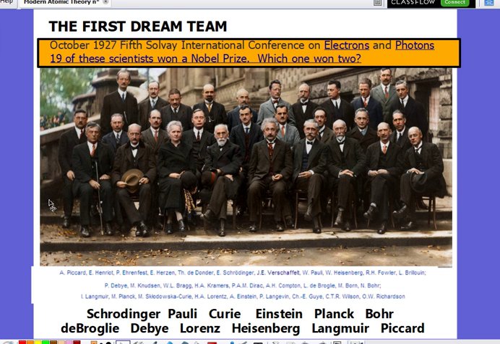And you see, this is the Conference on Electron and Photons. And yeah, you'll notice this is a very European group. And the reason this is a very European group is it's 1927 and travel is not an easy thing to do. So it's mostly Europeans here. But only one of these scientists won 2 Nobel Prizes, and that would be this lady, Marie Curie.